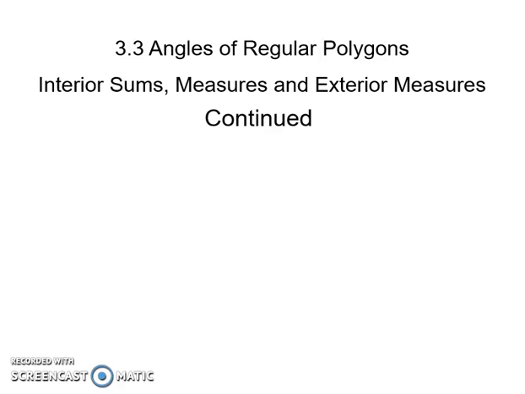So today we are going to be continuing from the previous video that was talking about Chapter 3, Section 3 of angles of regular polygons. We discussed how to find the interior sums of polygons, how to find individual measures of polygons, and we briefly touched upon how to use exterior measures of polygons to help us find missing angle values. So we're going to be continuing this lesson now.